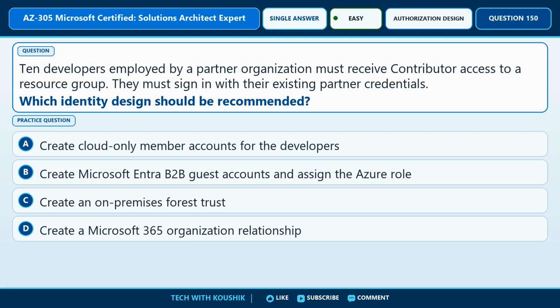Scenario: 10 developers employed by a partner organization must receive contributor access to a resource group. They must sign in with their existing partner credentials. Which identity design should be recommended? Option A: create cloud-only member accounts for the developers. Option B: create Microsoft Entra B2B guest accounts and assign the Azure role. Option C: create an on-premises forest trust. Option D: create a Microsoft 365 organization relationship.